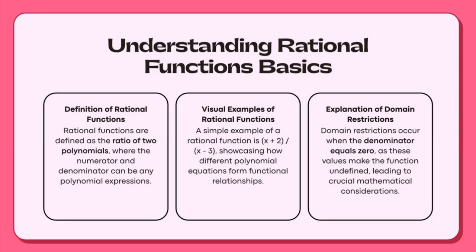Understanding rational function basics. The definition: rational functions are defined as the ratio of two polynomials, where the numerator and denominator can be any polynomial expressions. A visual example of a rational function: a simple example is x plus 2 over x minus 3, showcasing how different polynomial expressions form functional relationships. Explanation of domain restrictions. Domain restrictions occur when the denominator equals 0. These values make the function undefined, leading to crucial mathematical considerations.